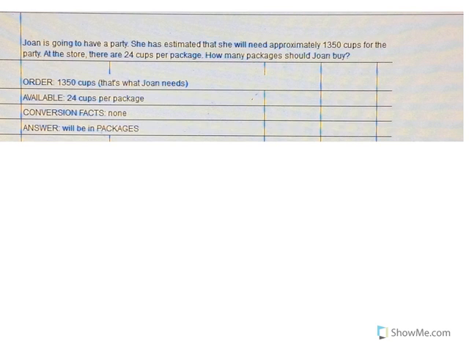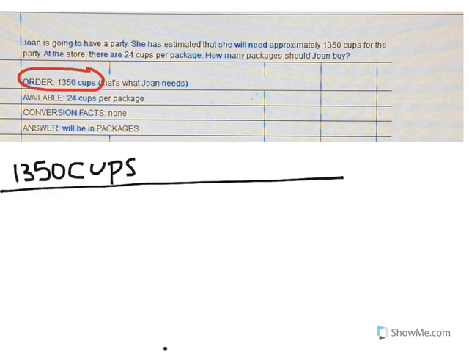Example 1. Joan is going to have a party and she needs these 1,350 cups. Now notice that's the order that we have here, 1,350 cups, and that's what we're going to start our math with. Notice I used both the numbers and the words, 1,350 cups, and that's where I'm going to start my railroad track.